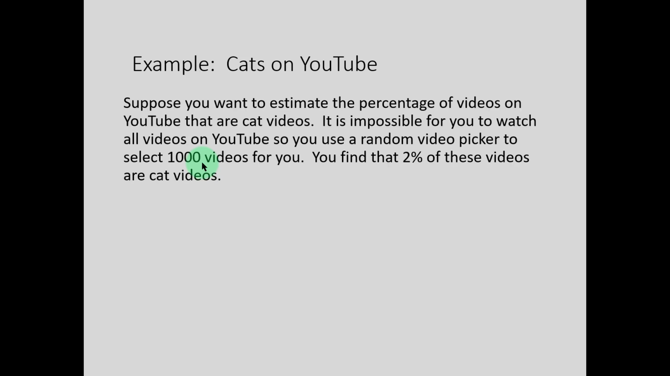And of course, cats on YouTube. Probably the reason why YouTube exists is for cats. So let's look at a scenario here and dissect elements in this scenario. Suppose you want to estimate the percentage of videos on YouTube that are cat videos. Of course, it's impossible for you to watch all the videos on YouTube, so you're going to use a random video picker to select 1,000 videos for you. You find that 2% of these videos are cat videos.